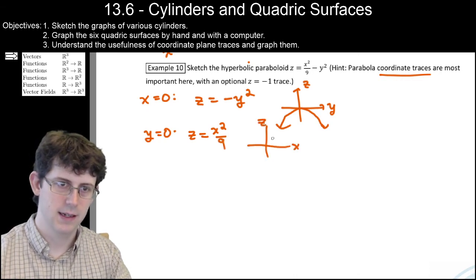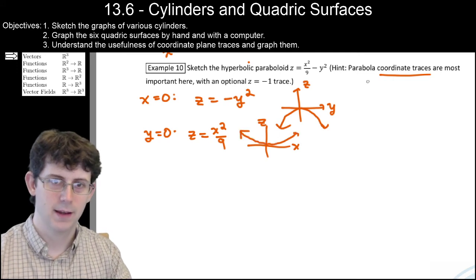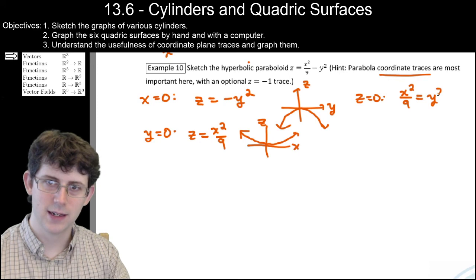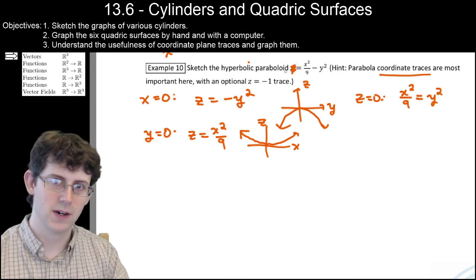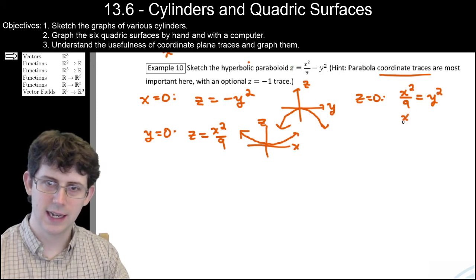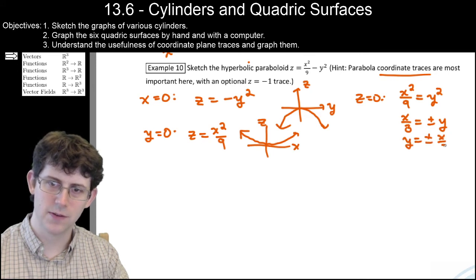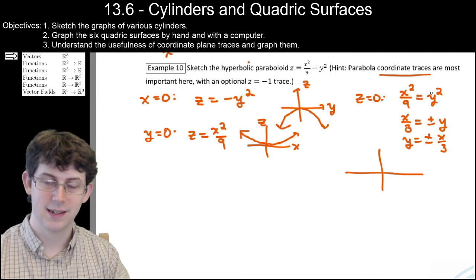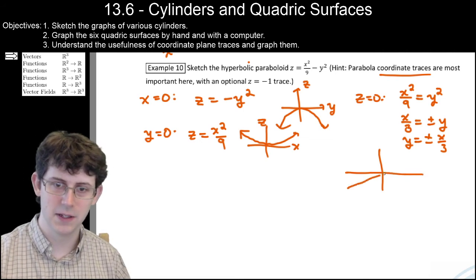X, z. So it's kind of like a flattened out parabola. And when I let z equal 0, I get x squared over 9 equals y squared. Like if z is 0, I could move this over. When I take square roots, I get x over 3 equals plus or minus y. So y is plus or minus x over 3. So at z equals 0, I have two lines. Notice the square root giving us a plus or minus is really important here.